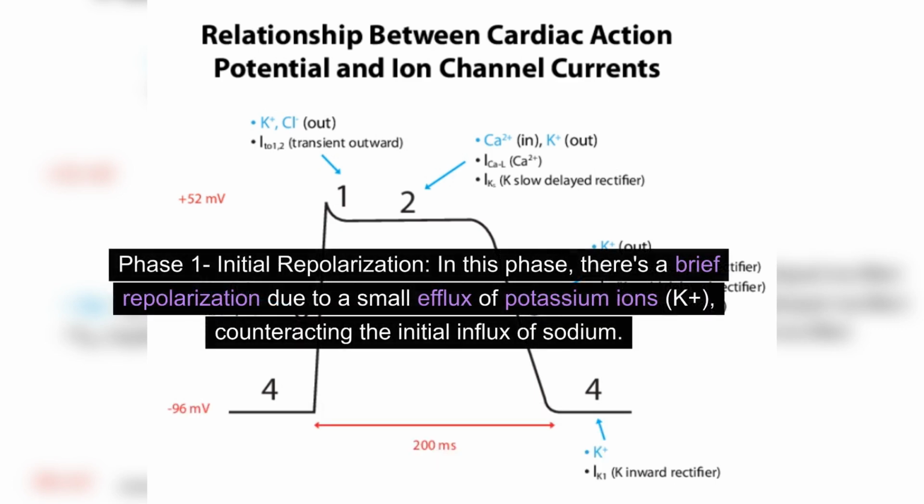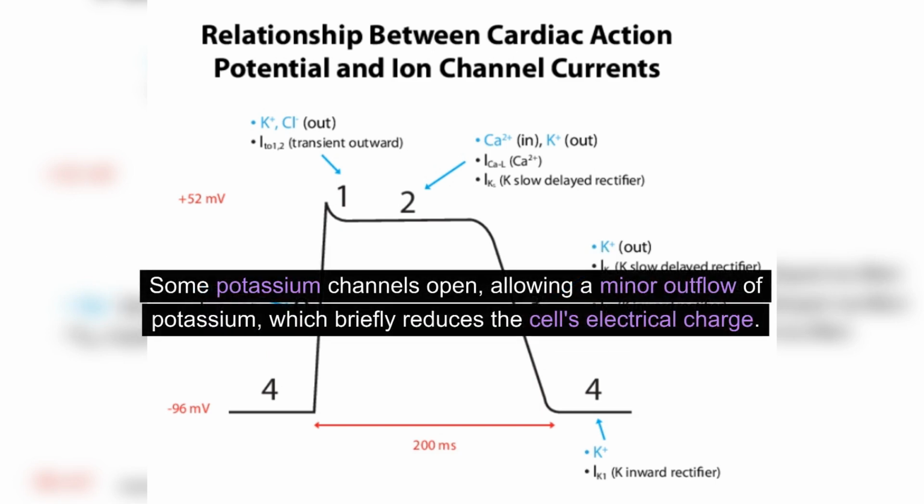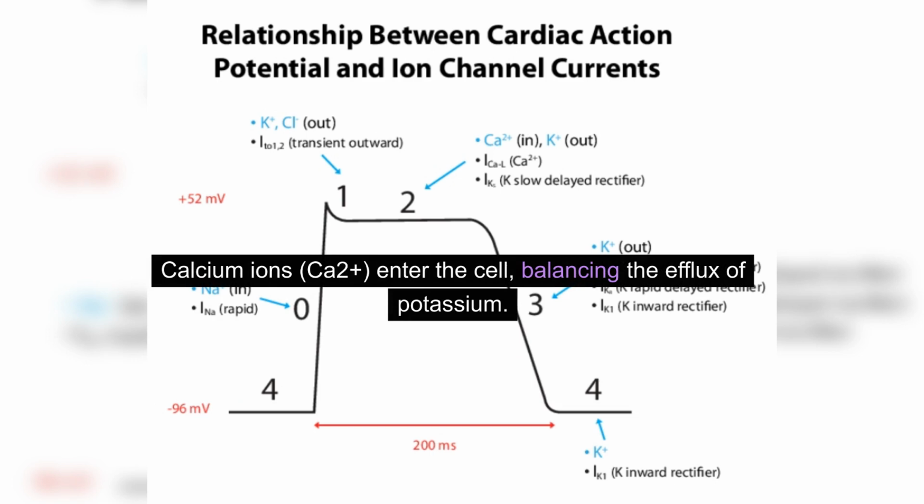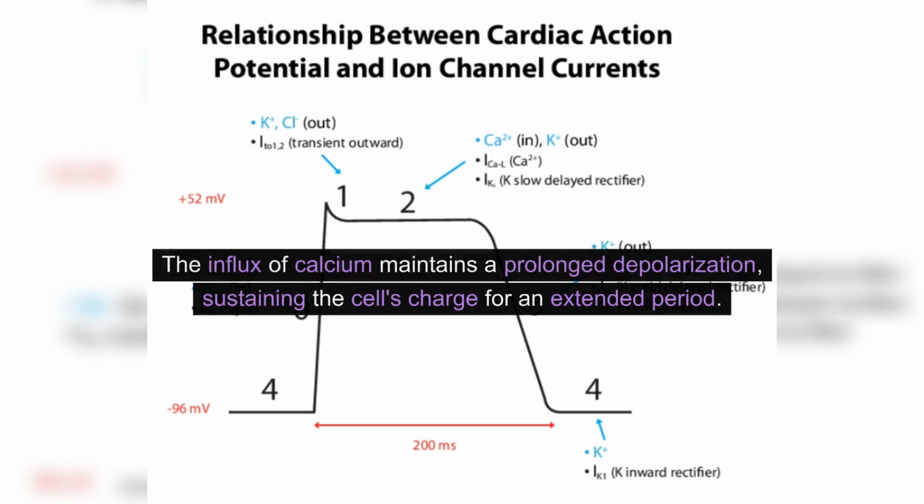Phase 1, initial repolarization. In this phase, there's a brief repolarization due to a small efflux of potassium ions, K+, counteracting the initial influx of sodium. Some potassium channels open, allowing a minor outflow of potassium, which briefly reduces the cell's electrical charge. Phase 2, plateau phase. During this phase, the cell membrane remains relatively stable. Calcium ions, Ca2+, enter the cell, balancing the efflux of potassium. The influx of calcium maintains a prolonged depolarization, sustaining the cell's charge for an extended period.